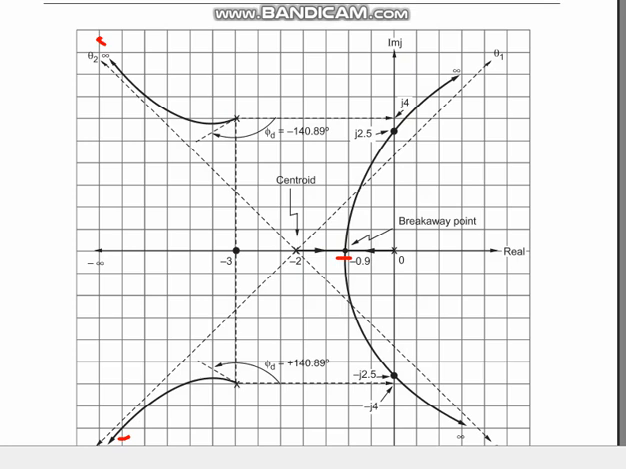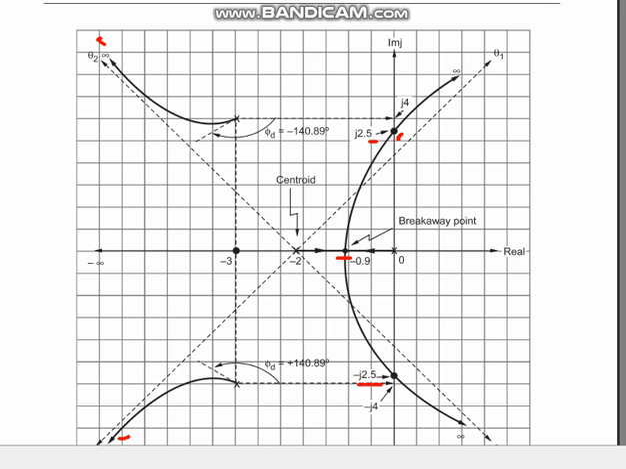So you have to mark. Afterwards, we have to mark the intersection point on the real axis also. By using the last step, we got plus j2.5 and minus j2.5 as the intersection points on the imaginary axis. By using a proper scale, we have to mark that one.